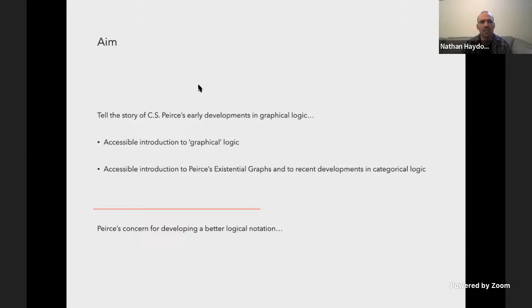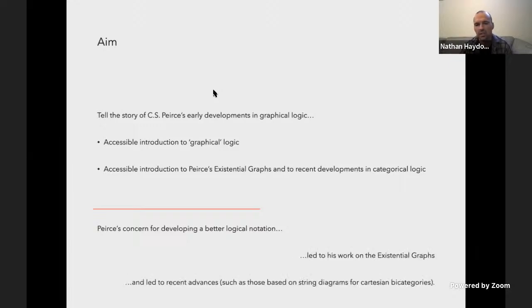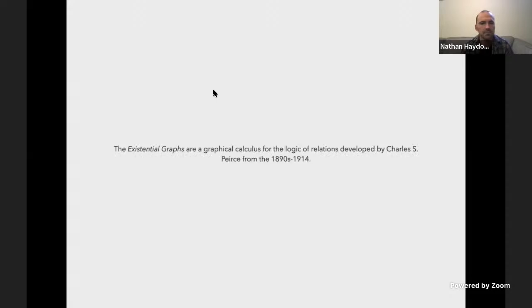So the overall aim, or the result to take away from the talk, will be that Peirce's concern for developing a better logical notation both led to his work on the graphs and also led to recent advances in string diagrams and in categorical logic. So what are the graphs? Well, they're a graphical calculus for reasoning about relations developed by Peirce from the 1890s to 1914.